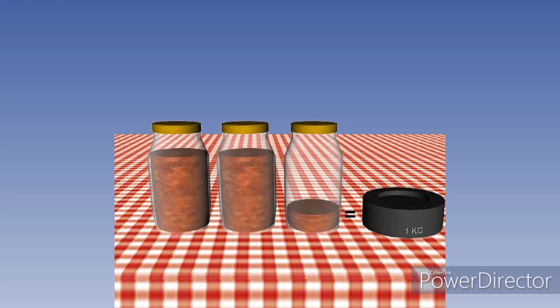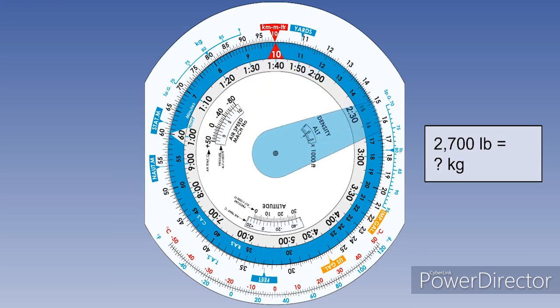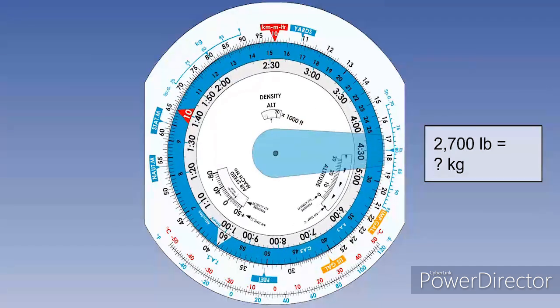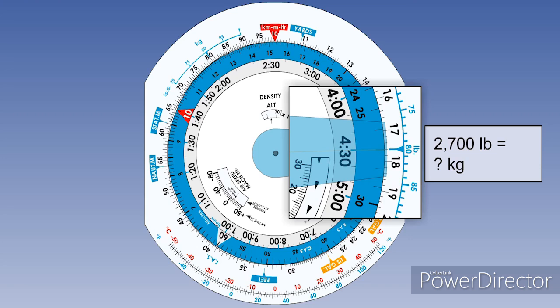Using mental arithmetic, divide 2,700 by 2 1/4. This gives us an answer in excess of 1,000 kilograms. Now set 27, representing 2,700, on the inner scale against the pound index on the outer scale, using the cursor for accuracy.